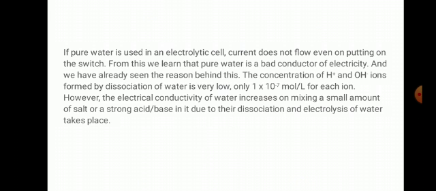If pure water is used in an electrolytic cell, current does not flow even on putting the switch on. From this we learned that pure water is a bad conductor of electricity, and we have already seen the reason behind this. The concentration of H plus ions and OH minus ions formed by dissociation of water is very low, only 1 multiplied by 10 raised to minus 7 mole per liter for each ion. However, the electrical conductivity of water increases on mixing a small amount of salt or strong acid or base in it, due to their dissociation, and electrolysis of water takes place.